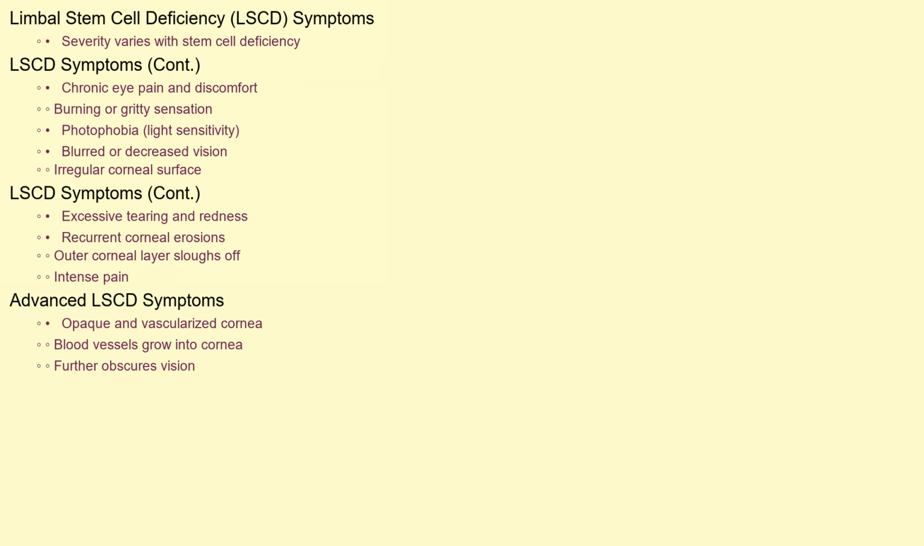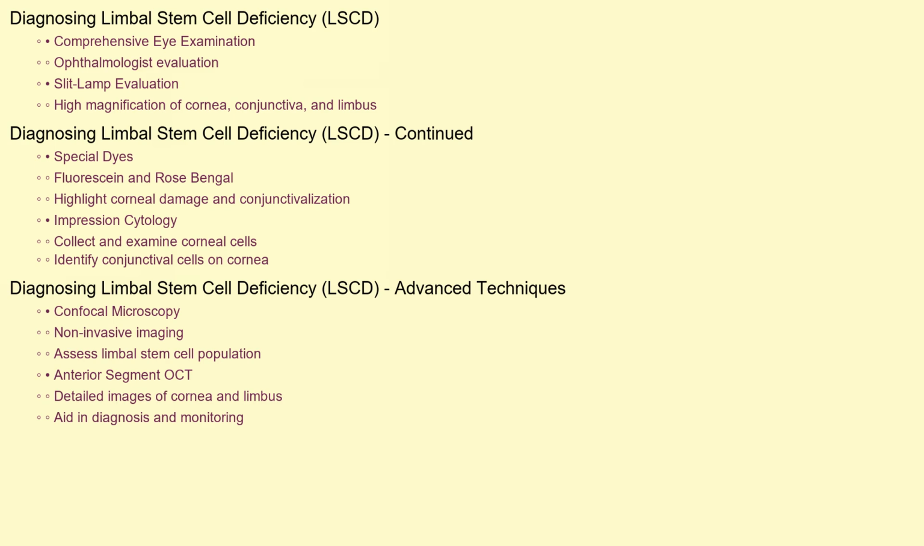In advanced cases, the cornea may become opaque and vascularized, meaning blood vessels grow into the cornea, further obscuring vision. Diagnosing LSCD involves a comprehensive eye examination by an ophthalmologist. The examination typically includes a thorough slit lamp evaluation, which allows the doctor to visualize the cornea, conjunctiva, and limbus under high magnification. Special dyes, such as fluorescein and rose bengal, can be used to highlight areas of corneal damage and conjunctivalization. Impression cytology, a procedure where cells from the corneal surface are collected and examined under a microscope, can help identify conjunctival cells on the cornea, confirming the diagnosis.